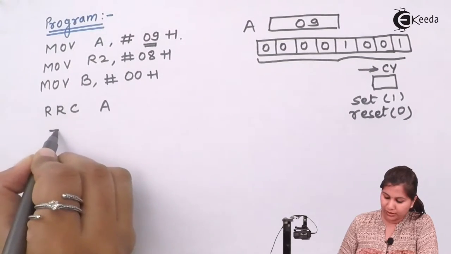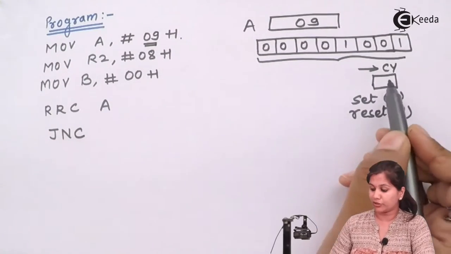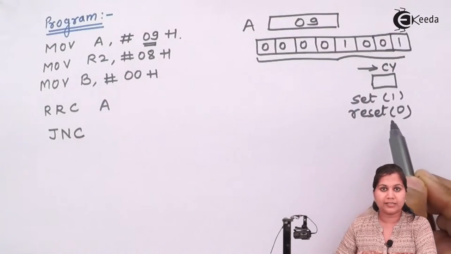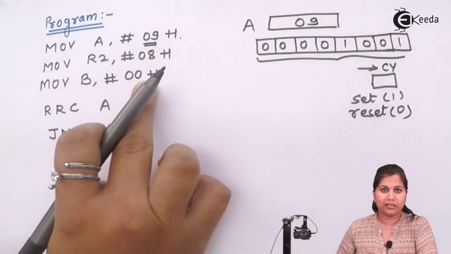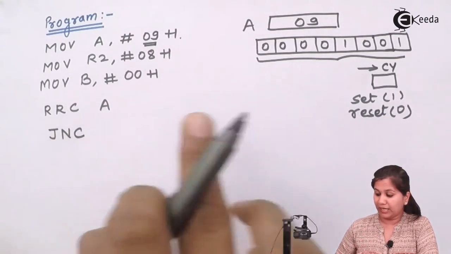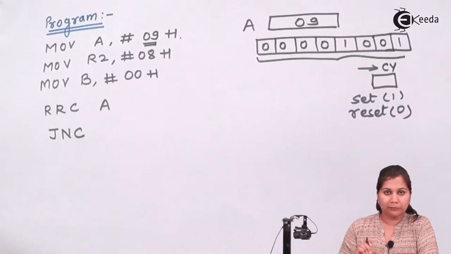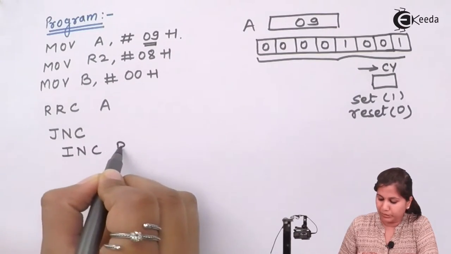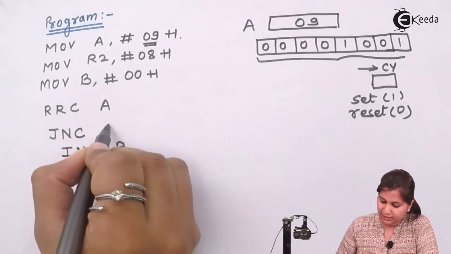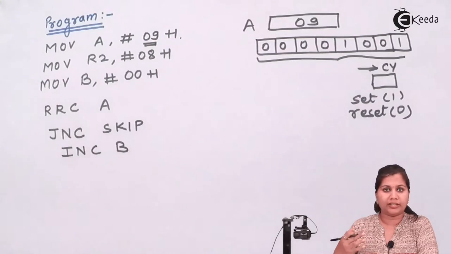So for this we will use the jump instruction JNC: when carry is not generated, it means that it is reset, the bit is a 0 bit. We just want to count the number of 1s, so there is no need to increment the B register, just skip that step. And if carry is generated, then increment the B register. So when carry is not generated, jump to some other location. Here we will write JNC skip. Skip will be some memory location where it has to jump. Here only we have given a label to it.